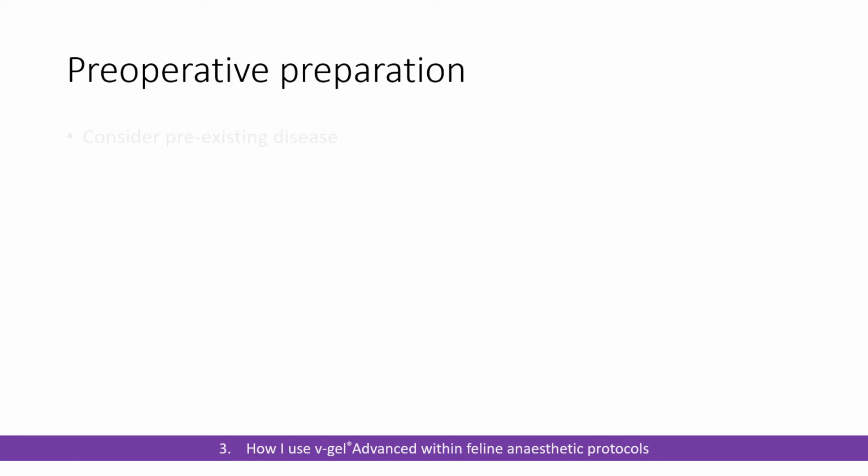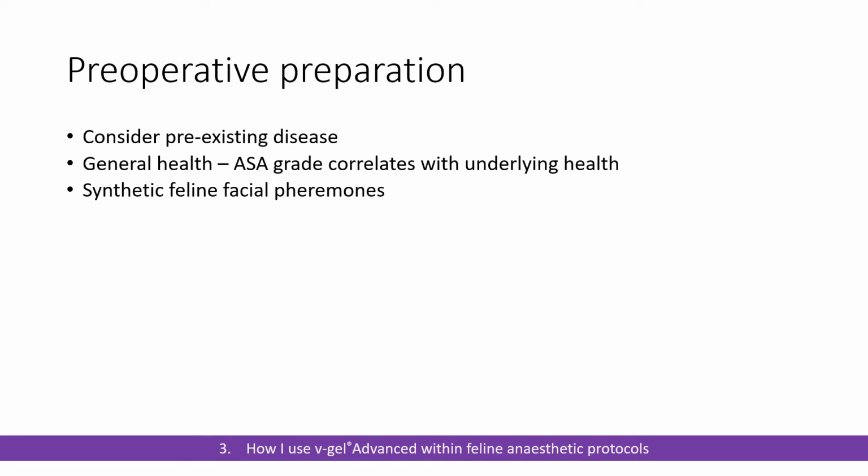Preoperative preparation with cats then. You do want to think about pre-existing disease. So in an older patient, this might be pre-existing renal or hepatic disease. In a younger patient, this might be respiratory disease that this patient has had, or disease that's causing pain that may be affecting your anaesthesia. General health, the ASA grade that we hopefully all use, correlates with underlying health very strongly and age less strongly. So pre-existing diseases and underlying problems are things that you should be considering at an early stage of your anaesthesia before you're starting to administer drugs.